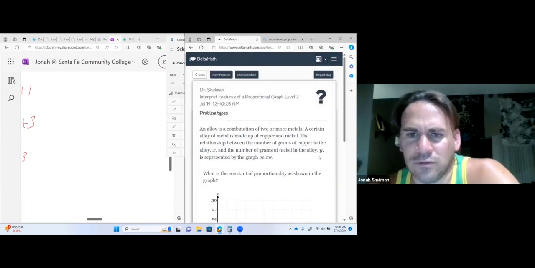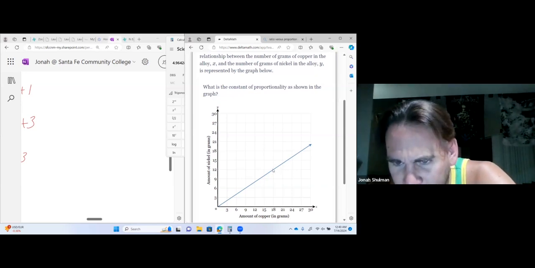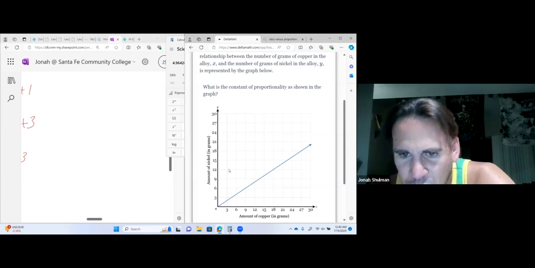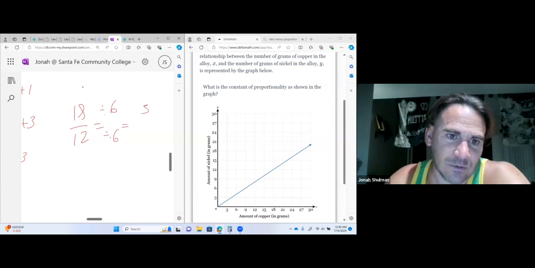All right, let's do a harder one. Oh, they don't give us the number. So I've got to find a perfect point. There's a perfect point. See how there? It's like a perfect cross. That's the one I'm going to use. So this is 18 and 12. To make it simpler, 18 divided by 12, we can divide them both by 6. I believe it's going to be 3 halves, which is 1.5.